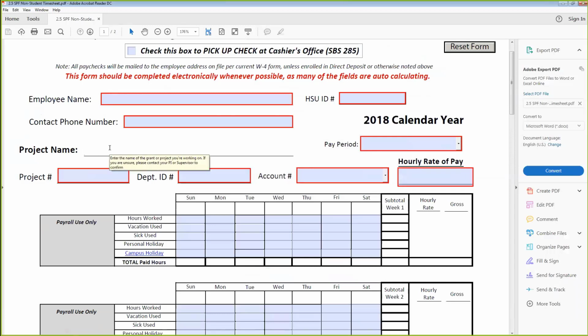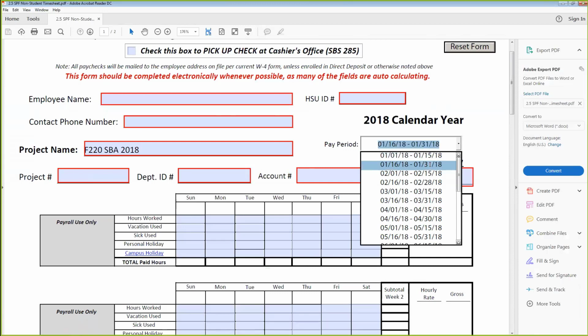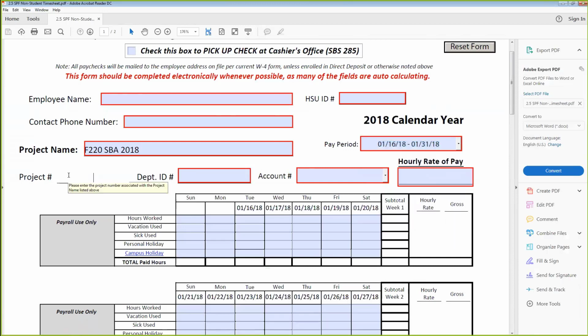number would go in. So if it's SBA 2018, we have a certain fund number that we would put, F220, and that would be SBA 2018. That would be what that represents. And we would have the pay period here that would pull down, and this is also another kind of iteration of the 220 code, for example, the project code.